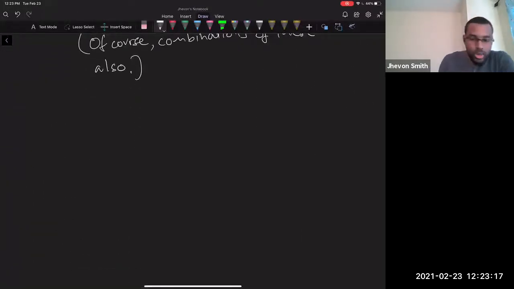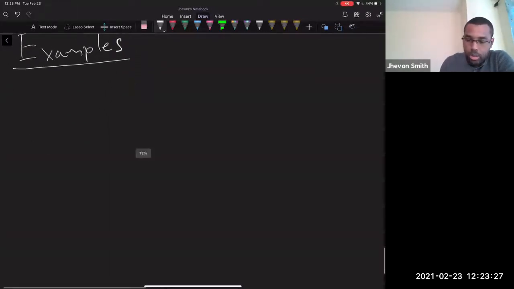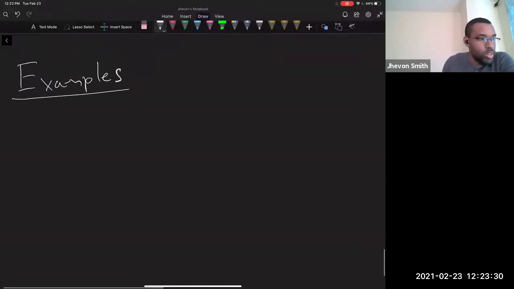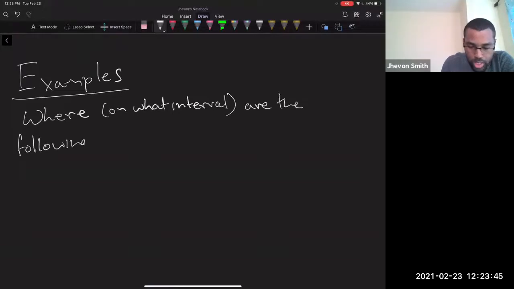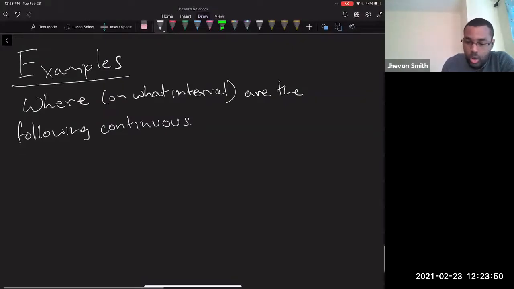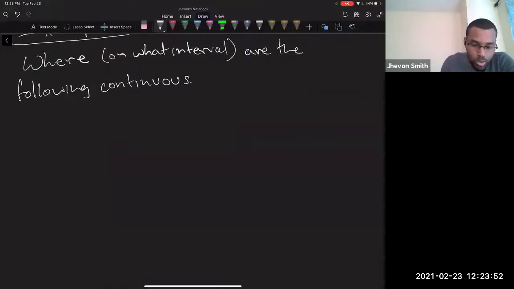Now, we're not going to do examples, but I'll write them down and leave them here for you in the notes to actually try them. So I'm going to ask you to actually show where these functions are continuous, and we'll pick up with those tomorrow, but it will be good if you can try them. So where, and by where I mean on what interval, are the following continuous? And of course, you have to justify it. If it's continuous, you have to show that all three things work. If it's not continuous, you have to show that one of them doesn't work.